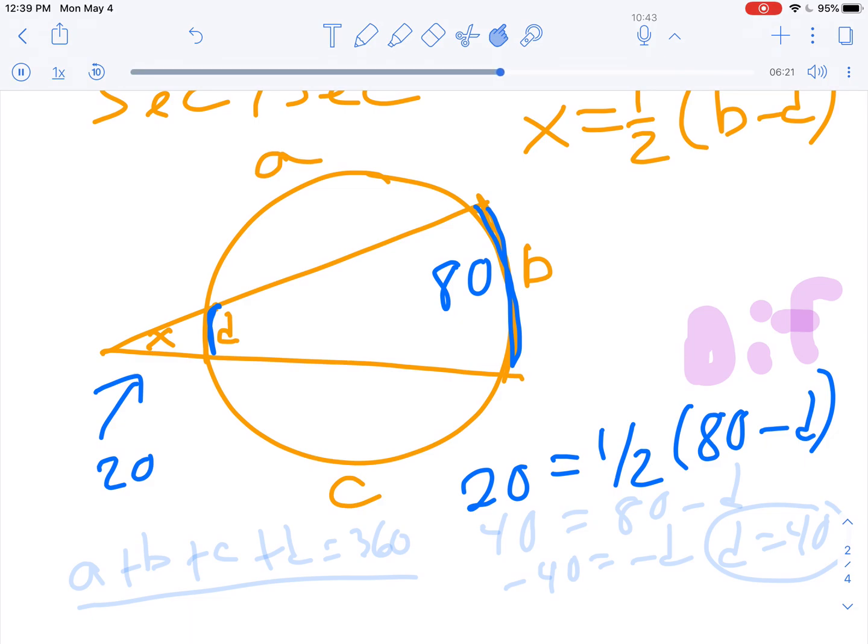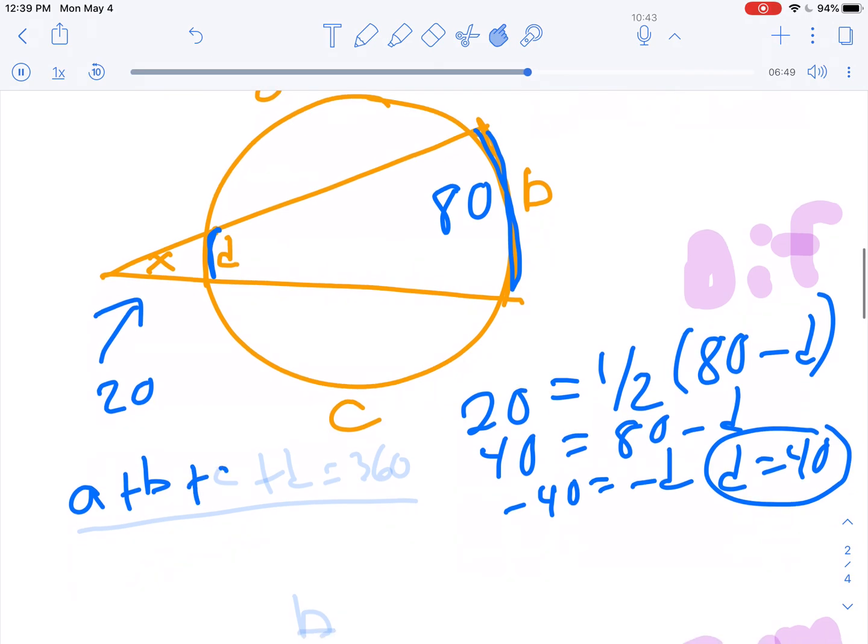Well, multiplying both sides by 2 gives us 40 equals 80 minus D. So if you subtract 80 from both sides, we get negative 40 equals negative D. So therefore, D just has to equal regular good old 40. So in this situation, once again, you can solve for X, you can solve for B, or you can solve for D. In this scenario, remember that A plus B plus C plus D have to add to 360 because it's a complete circle.